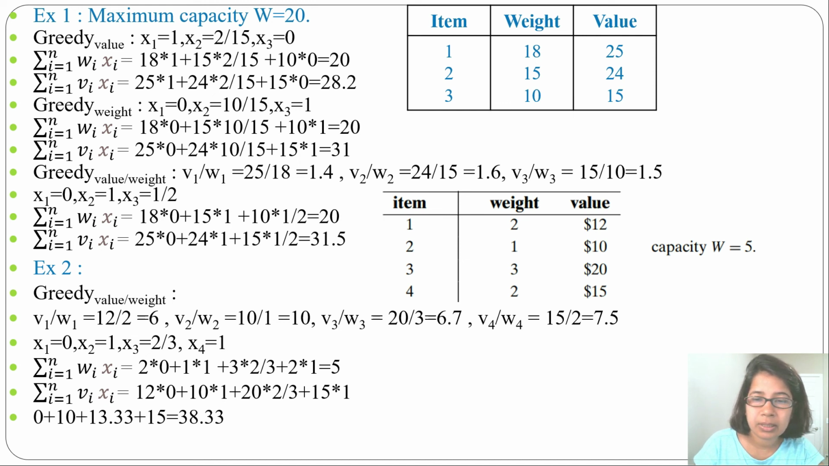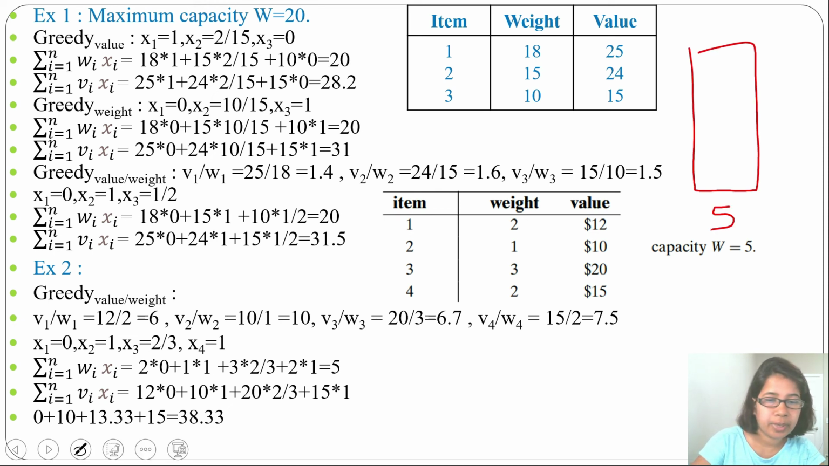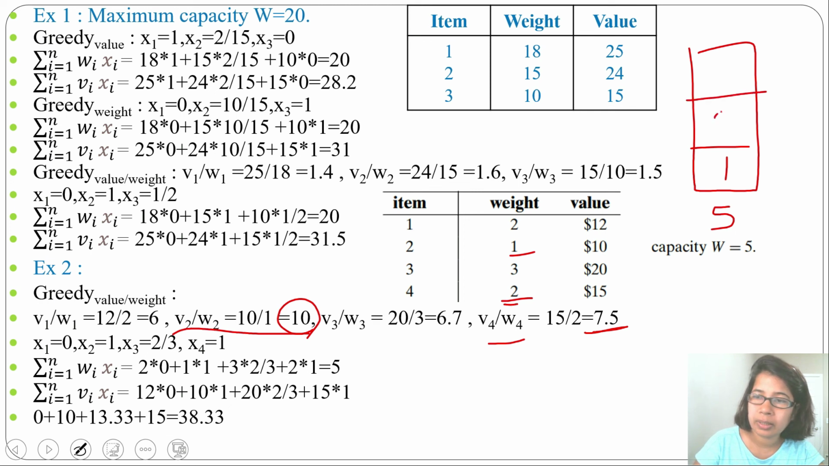Suppose this question is asked about 0/1 knapsack, means either we can pick whole or we can skip. Then value per weight maximum is item 2, that is 10. So we'll choose item 2, weight is 1. Next value per weight is 7.5 for item 4. So we'll choose item 4, that is weight 2. After that just 2 lb is left. Then in that 2 lb, next value per weight is 6.7, that is item 3. And item 3 weight is 3.